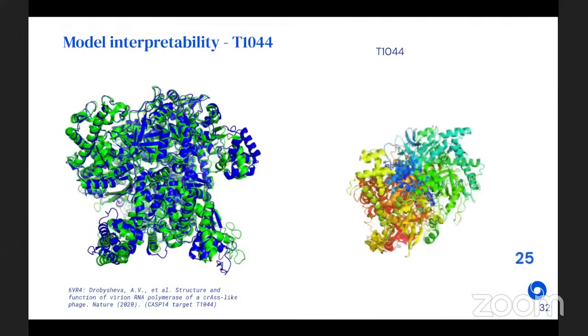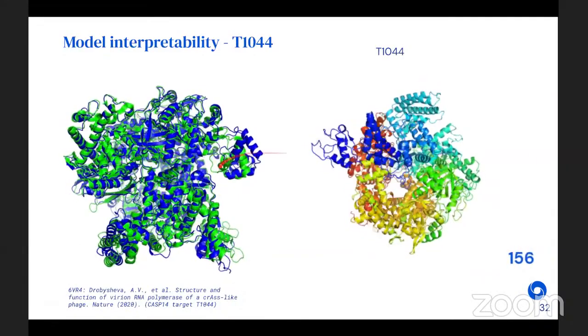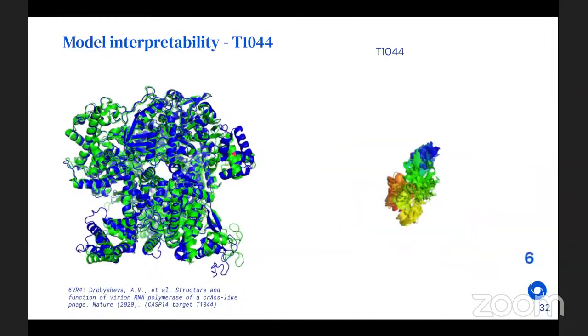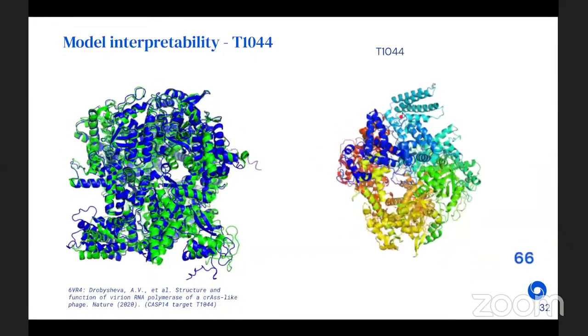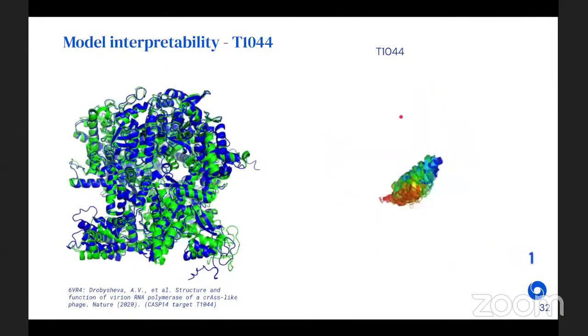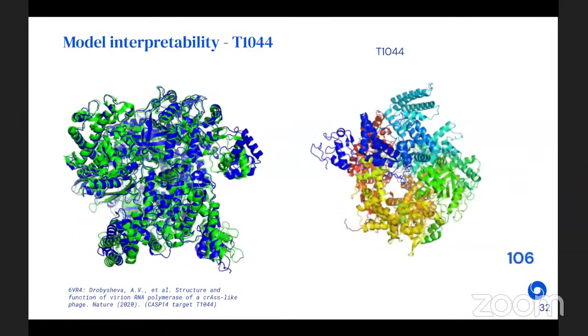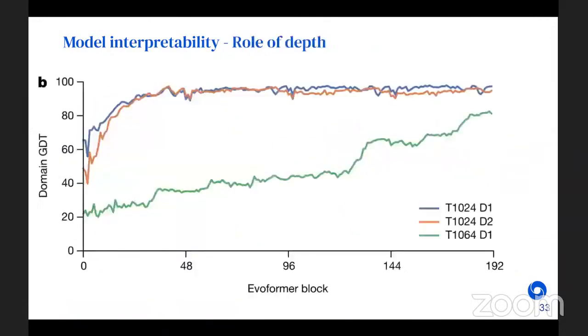And this is an example of a much bigger protein. The interesting thing here is that the domains, like the small packed bits, show up quite early, but then it keeps refining their arrangement relative to each other until the very end. And then the question is, is it actually important? Does it actually keep improving throughout the network?